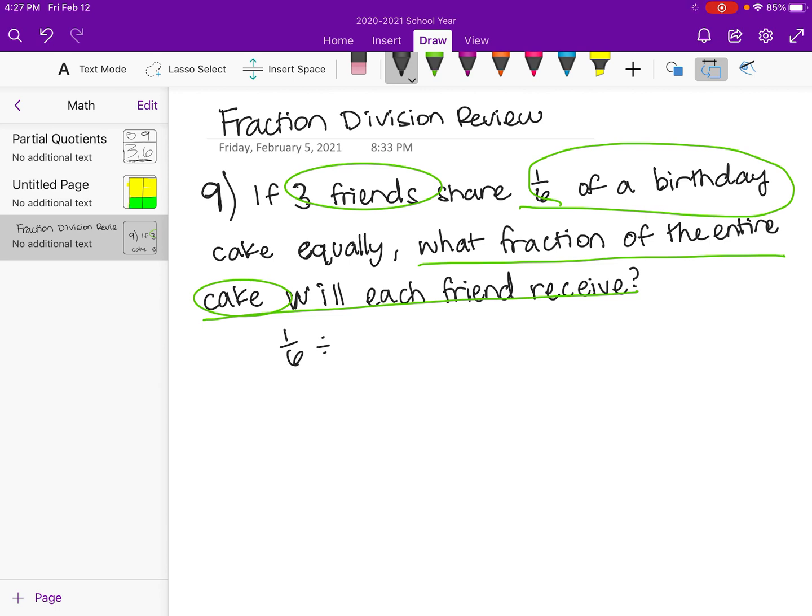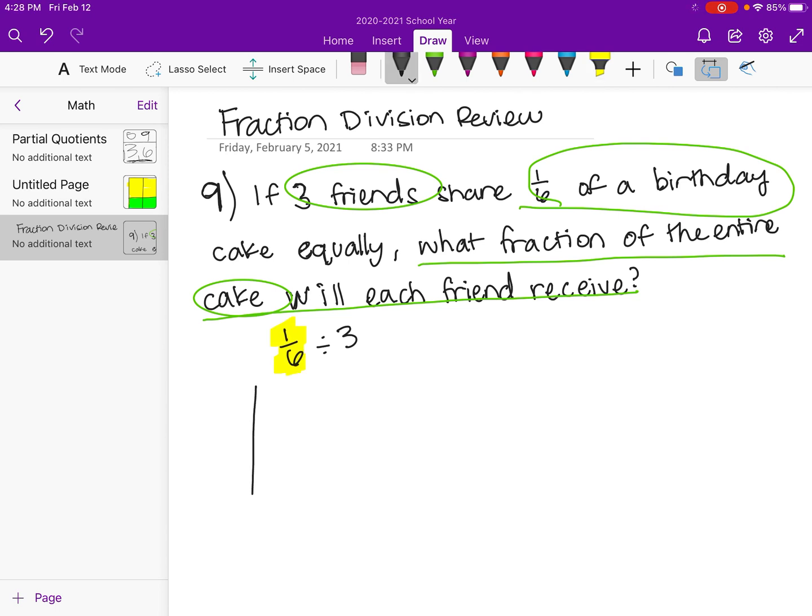Well, it says 1/6 of a birthday cake, and then I need to split it among 3 friends. Okay, that makes sense. If I'm taking 1/6 and dividing it into 3 equal parts, that makes sense. So that is my question. So I always start with the dividend. That's that first number.